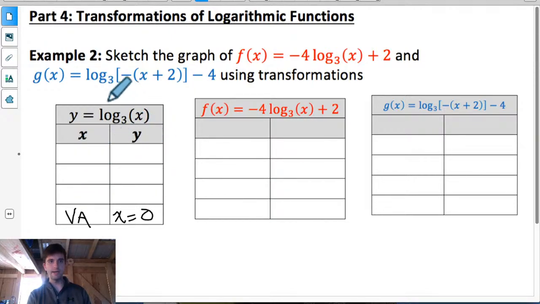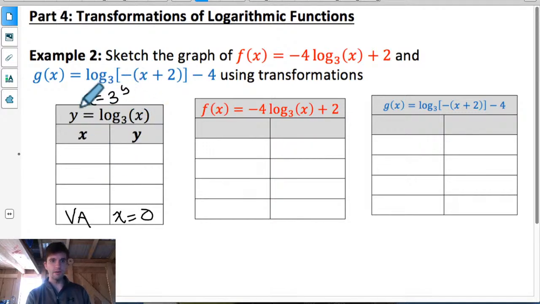Let me explain why. Let's rewrite this in exponential form. If you remember your properties of logarithms, what this function actually tells us is that the y value is the exponent that goes on 3 to get the argument x. So if I rewrite this in exponential form, it would be x equals 3 to the power of y. That's what this equation means. What I wrote above it is equivalent to it. y is the exponent that goes on the base to get the argument. So 3 to the y equals x.